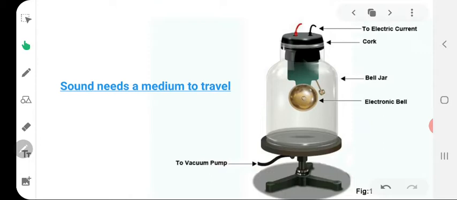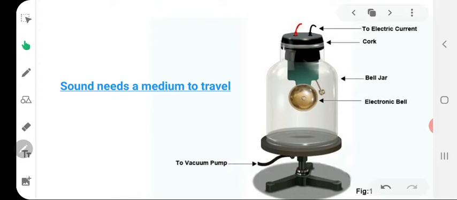The matter through which sound is transmitted is called a medium. The medium could be a solid, a liquid, or a gas. For example, when a doorbell rings, the sound travels through air and reaches our ears. We can also say that the speed of sound is maximum in solids, followed by liquids, and least in gases.